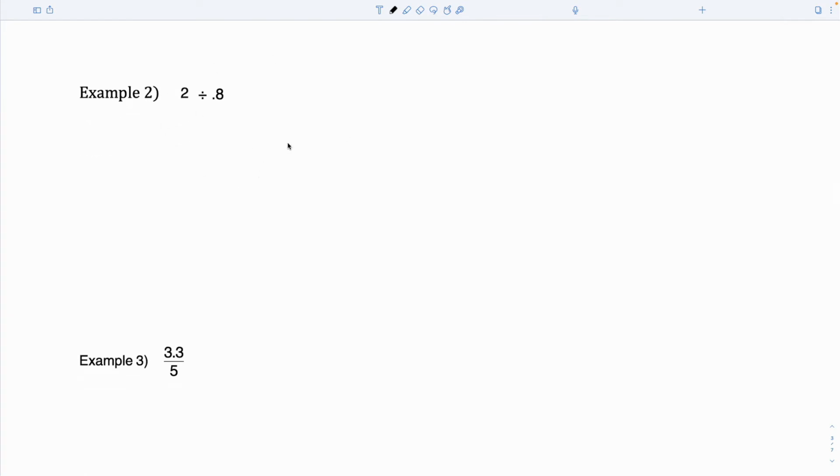Example 2 for the rest of us has a 2 in front of the division sign and then a 0.8 after it. What number goes in the house for this one, Katie? 2 or 0.8 in the house?